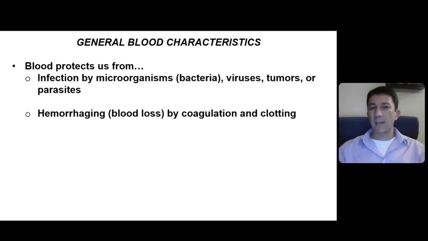Blood also has some protective functions in that it protects us from infection by microorganisms like bacteria, viruses, from tumors that arise from our own cells and tissues, or from parasites. Blood also protects us from hemorrhaging or blood loss by coagulating and clotting. And the entire process of coagulating and clotting is outlined in the Module 1 lecture material as well.